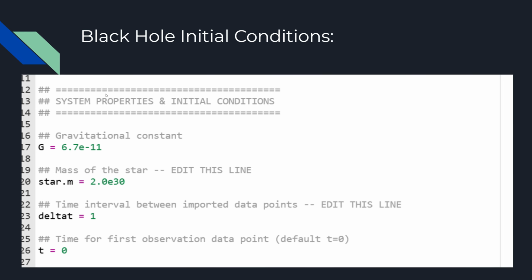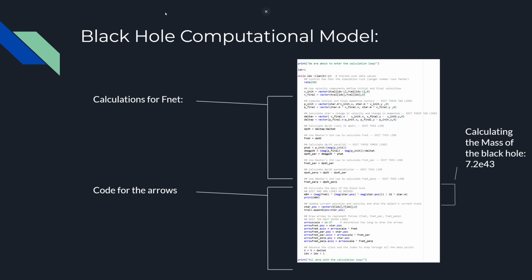These are our initial conditions for the black hole, so for the first computational model. And then these are the calculations that I used for the black hole computational model. This is what I did for the vectors for delta v and delta P, and I calculated dp/dt as delta P over delta t, and FNet is dp/dt. This is the calculation for that. And then the code for the arrows.